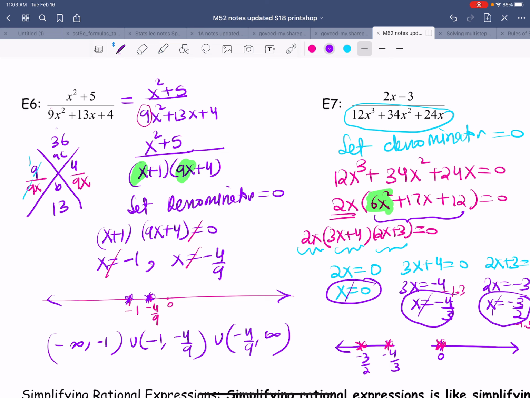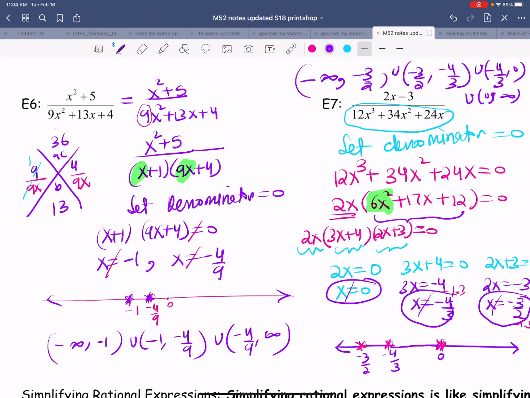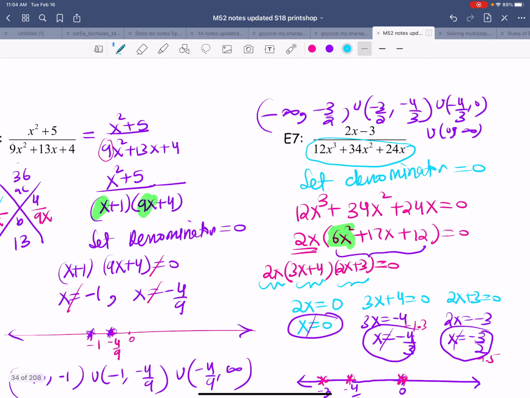Now let's go ahead and write the domain. We're going to start on the far left, which is negative infinity to negative 3/2, union negative 3/2 to negative 4/3, union negative 4/3 to 0, union 0 to positive infinity. Okay, all these are the commas in the middle. So there are 4 sets of different parentheses. So your number line is divided into 4 regions of allowed values.